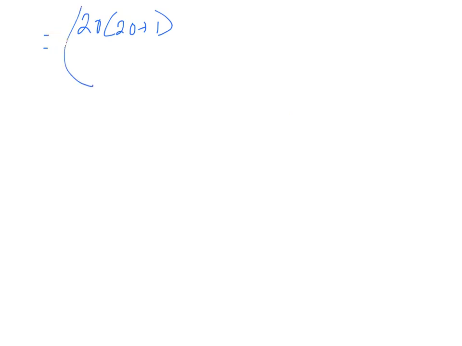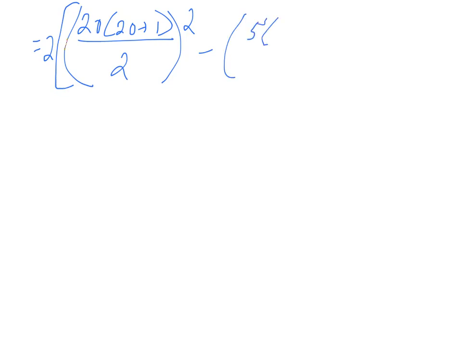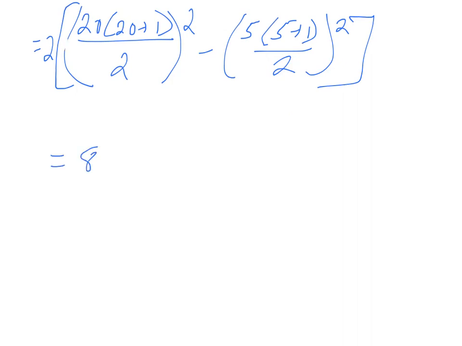2, sorry, multiplied by 2. Right, all over 2, and this is going to be squared, minus 5 times 5 plus 1 over 2 squared. Right, and we'll end up getting 87,750 for that one right there. All right, and that checks out in the calculator.